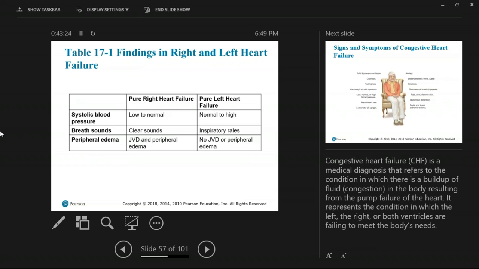Okay, so here's a nice little graph. I think you have this one in your book, table 17-1. Systolic blood pressure, breath sounds, and peripheral edema. So, low blood pressure, clear sounds, JVD, and peripheral edema present. So it's a good little chart to look at. Peripheral edema.